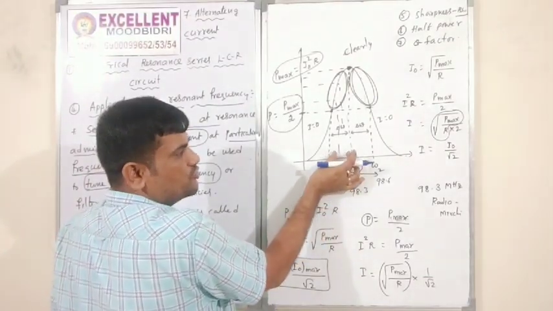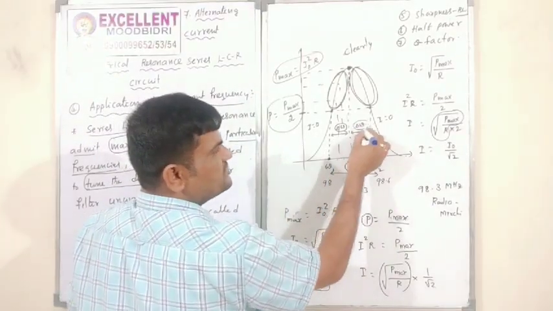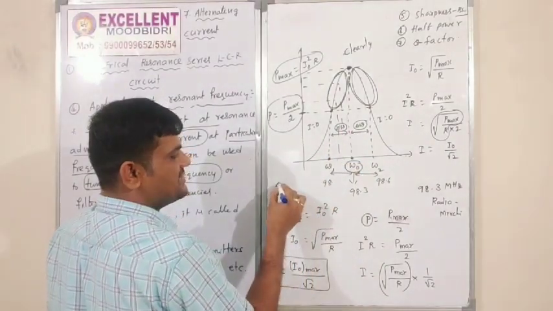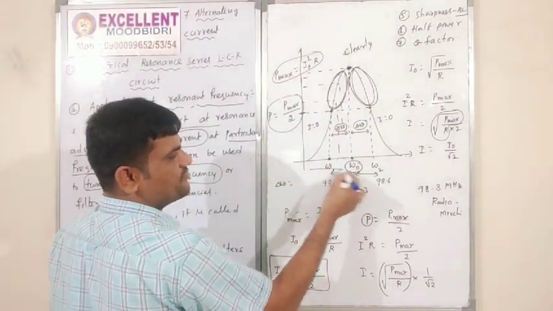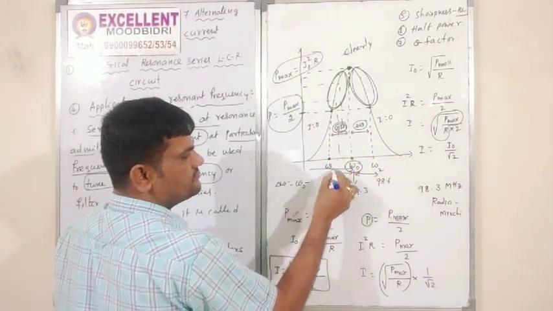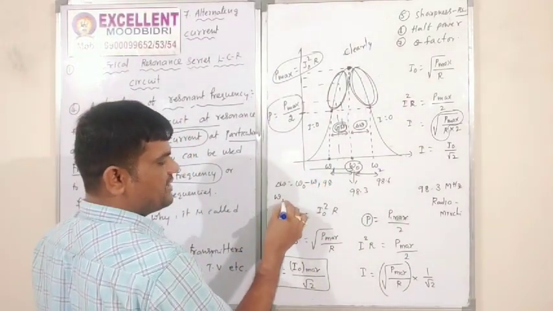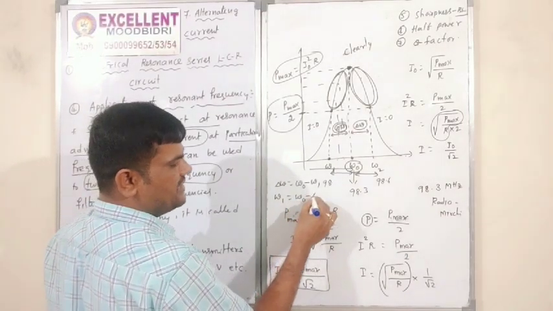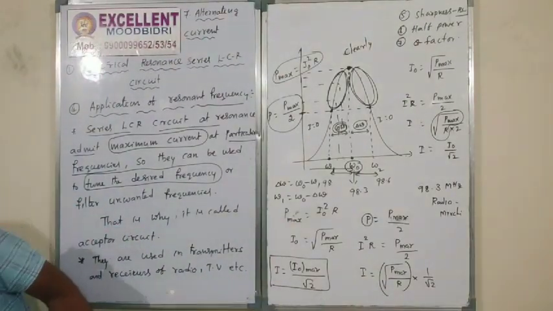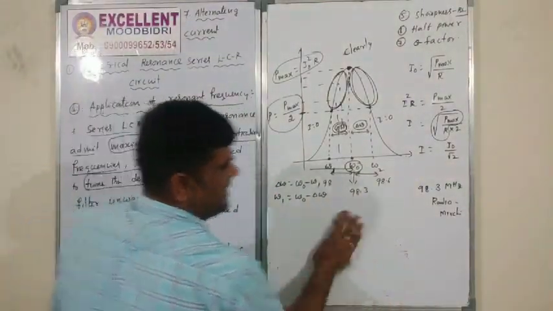From here to here, I will consider delta omega. From here to here also, I will consider delta omega. What is delta omega here? For the first side, from here to here, it is omega naught minus omega 1. So omega 1 is equal to omega naught minus delta omega. Remember everybody, a very, very important concept. So this is clear, right? The P max, I max relation.